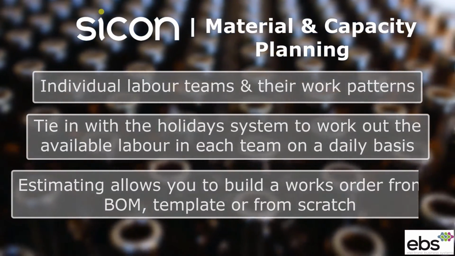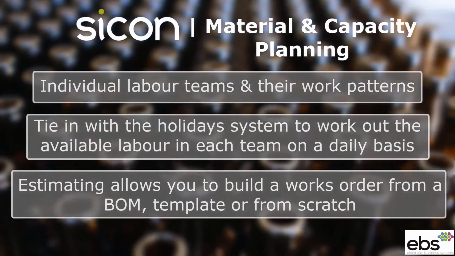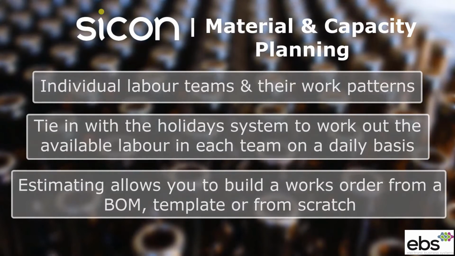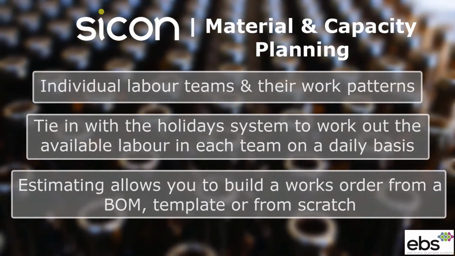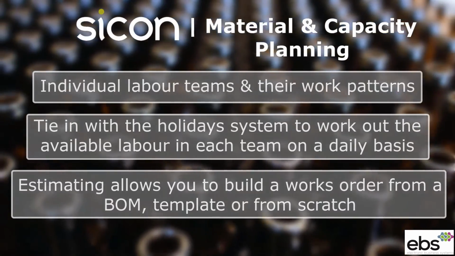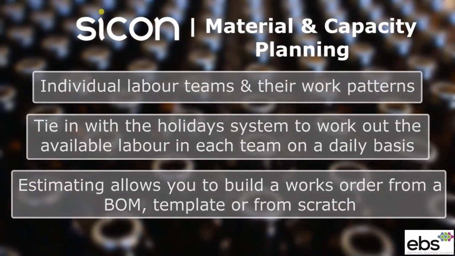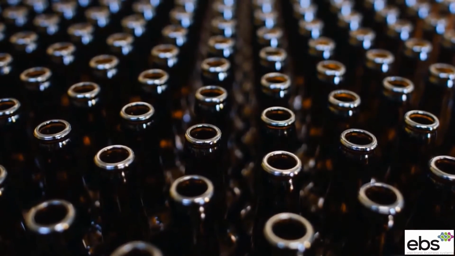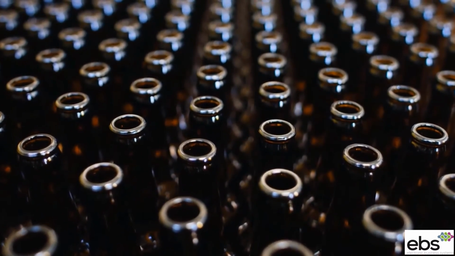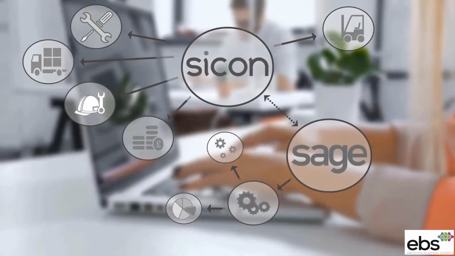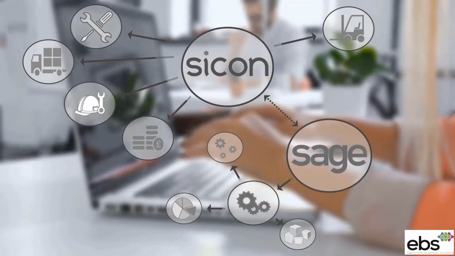Estimating allows you to build a works order from a BOM, a template or from scratch, then add operations with labour and material at the relevant points to build up a complete cost for that works order. Linked with sales order quotes, these can be converted to sales orders and live works orders should the quote and estimate be accepted. Kitting gives you a simple single level bill of material.